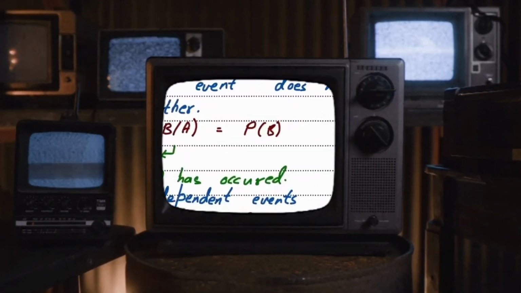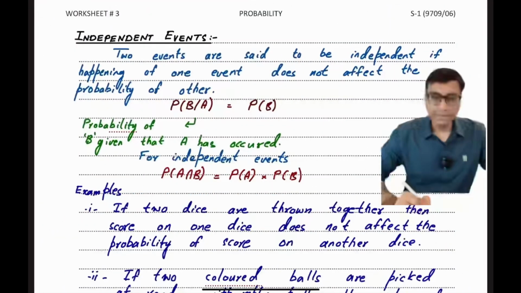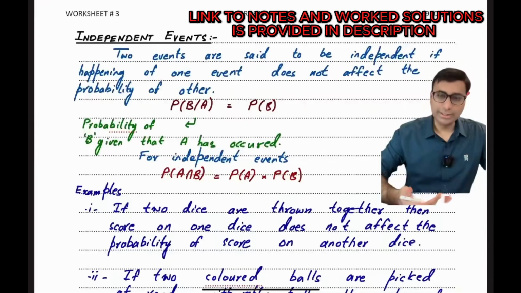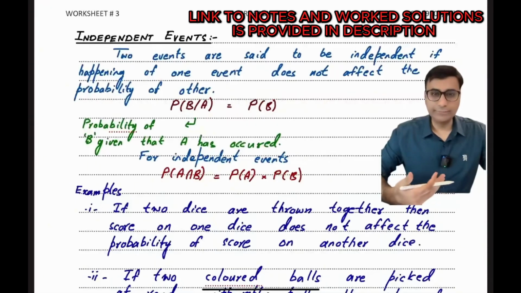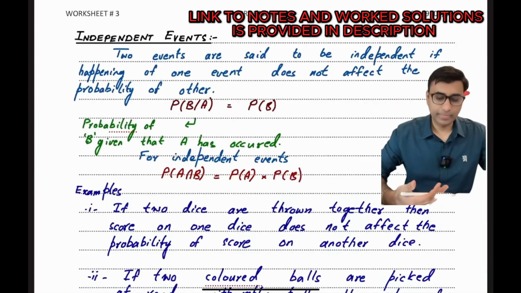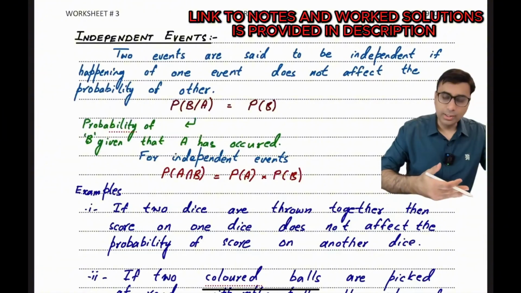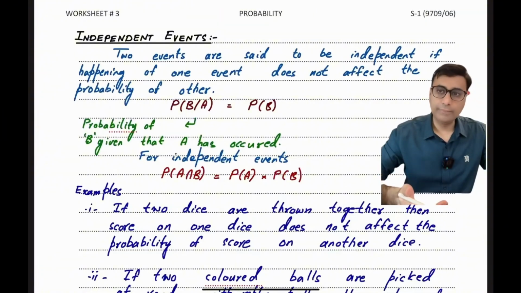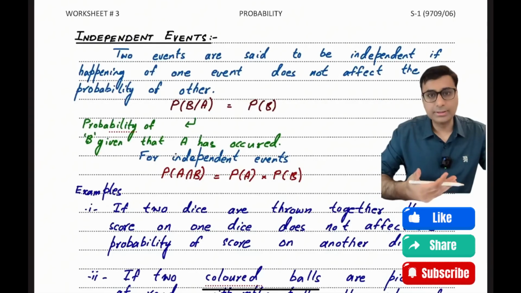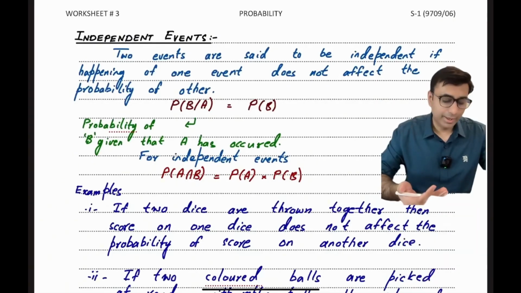As far as independent events are concerned, independent events are those events where if one event has occurred, the occurrence of that particular event does not affect the probability of the other event. So if one event has happened, then you find out the probability of the other event, that remains unchanged. If that is the case, then such events are called independent events.